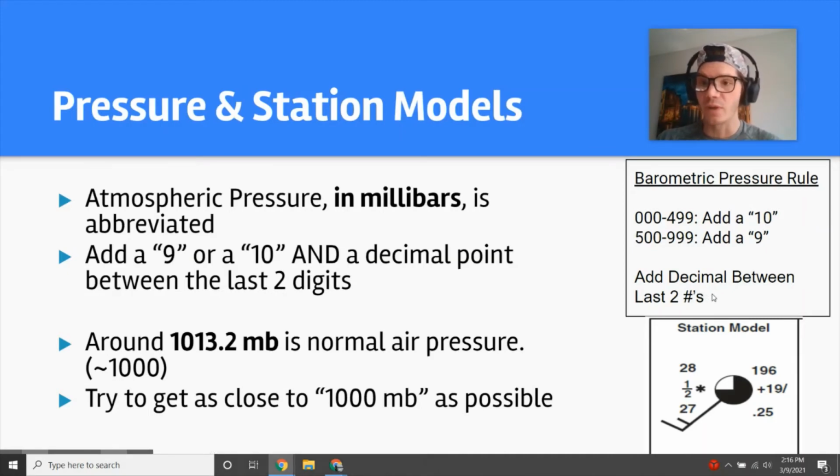So usually that will get us a number that's right around 1,000. So you can even do a guess and check. You can try it with 9. Is it close to 1,000? If it is, then you can be confident that you got it right. If it doesn't look right, try it with a 10. We're going to practice with some of these barometric pressure abbreviations right now.